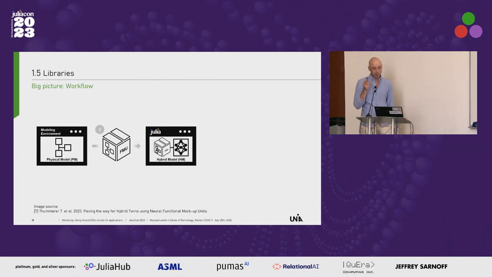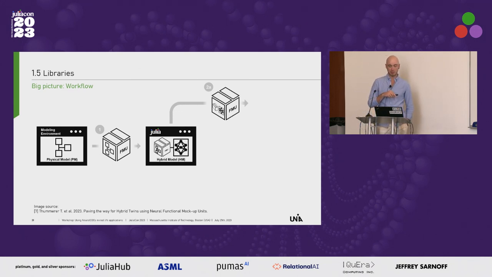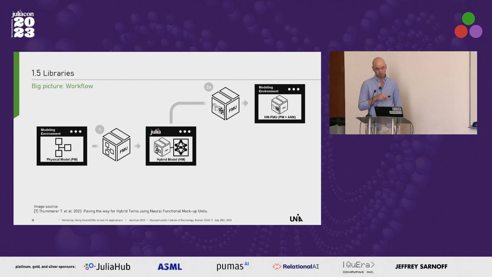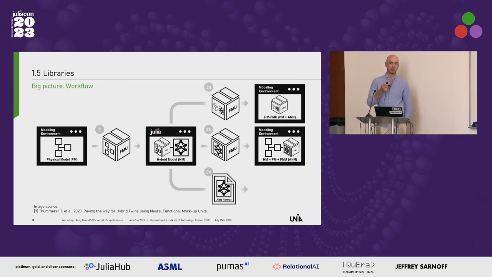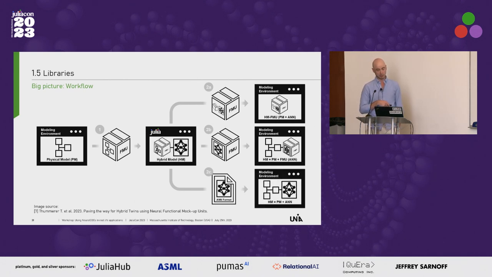After we finish training, there are multiple ways to go back. First, we can export the entire hybrid model as an FMU again, using FMIExport.jl for this, and import it back into our modeling tool. Second, we can export only the ANN as an FMU, import this ANN FMU back into the original modeling environment and combine it with the first-principle or physical model we already have there. Or third, we export the ANN in a dedicated format like ONNX or even Modelica, and connect it to our physical model in the modeling tool.